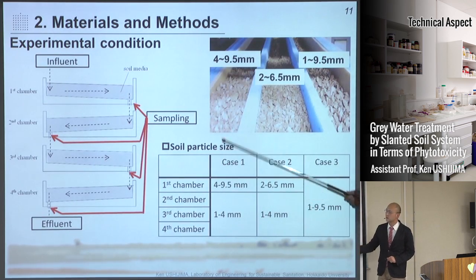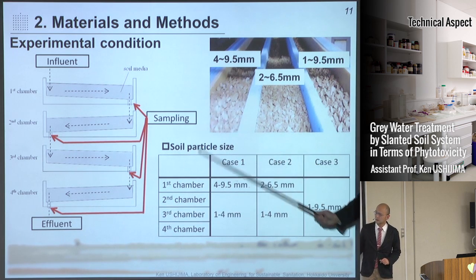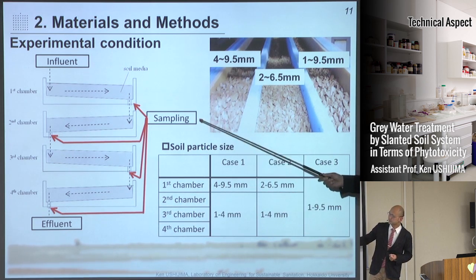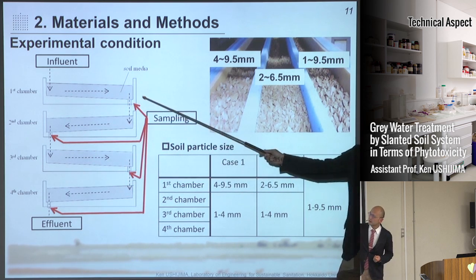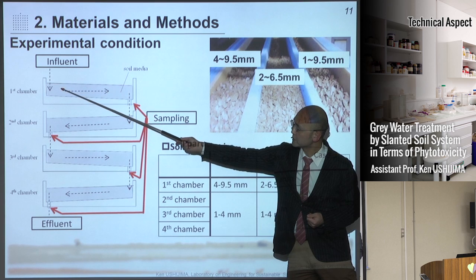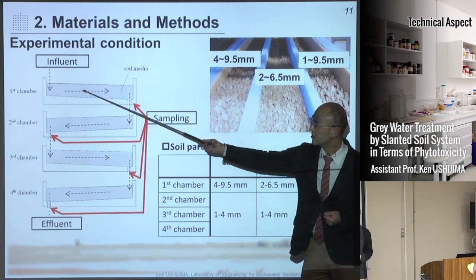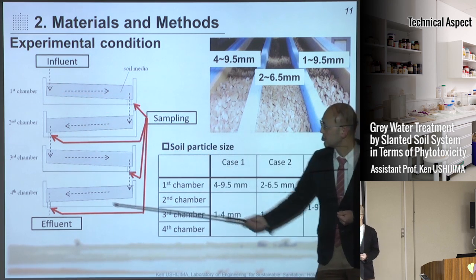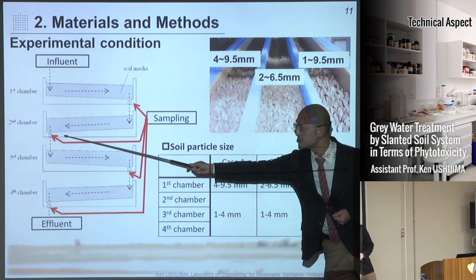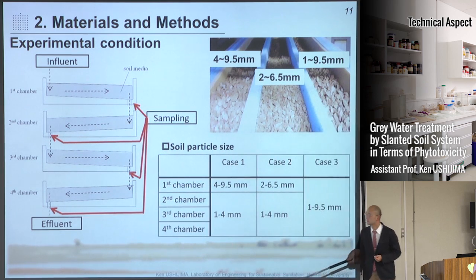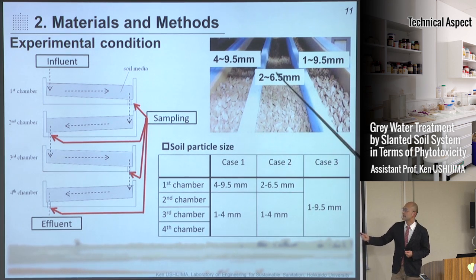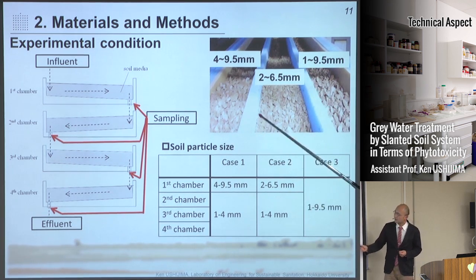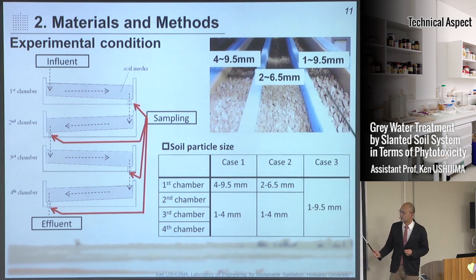We installed this experimental apparatus. We stacked 4 chambers vertically. Then we input the gray water here, then treat it, drain it, and treat it again. Then we took samples from each chamber's effluent. Our chamber has 3 parallel lines. We named each line case 1, case 2, and case 3.